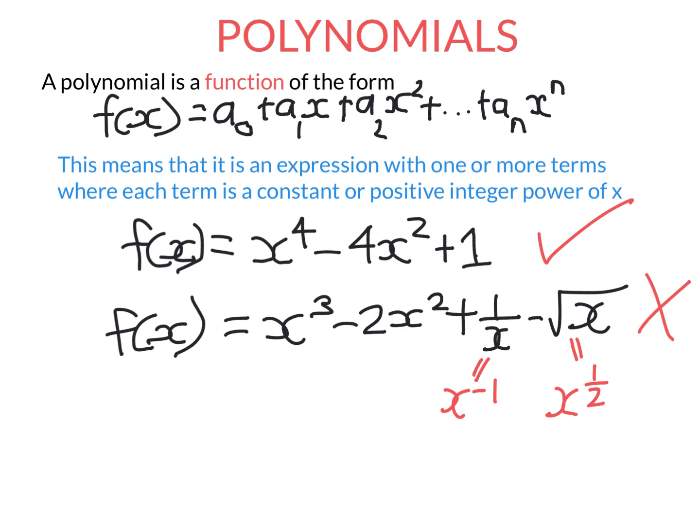Remember, an integer is a whole number, so this is not an integer. Negative 1 is an integer, but it's not positive. That's why that's not a polynomial.